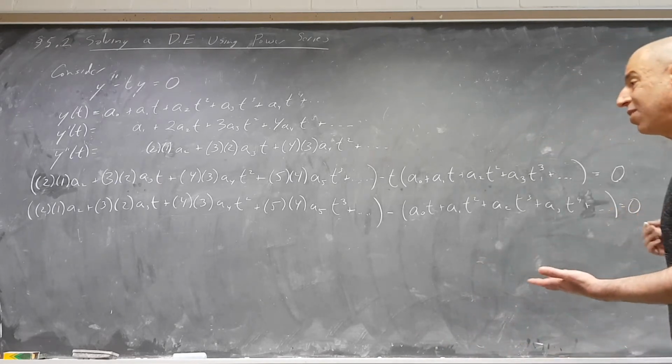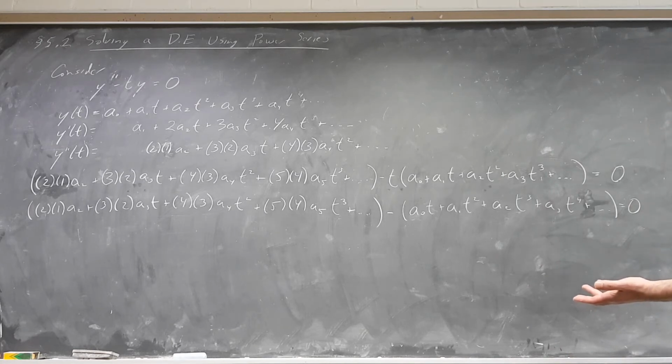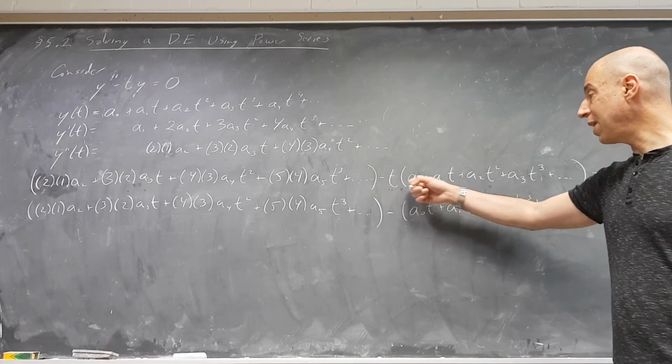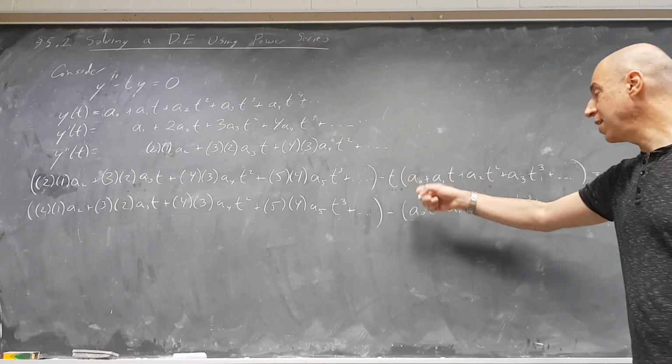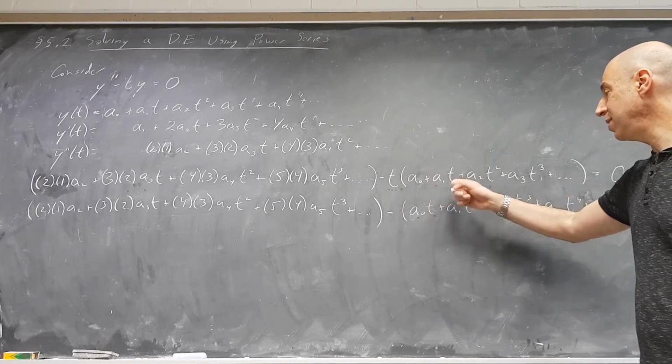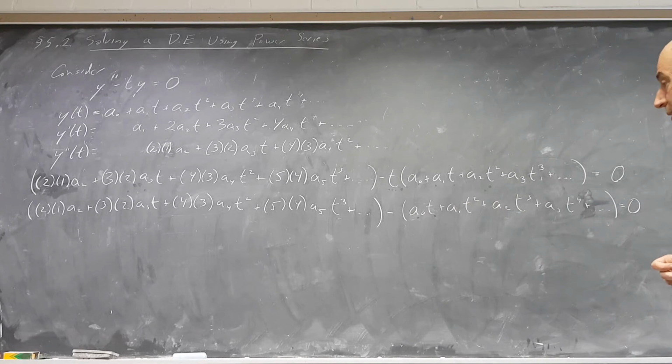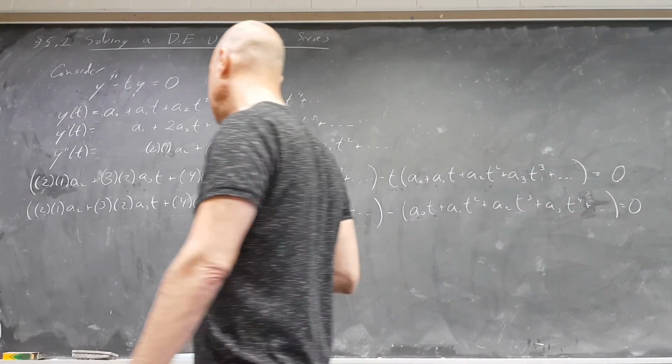Which is 0 plus 0t plus 0t squared plus 0t cubed. All we did here is multiply the t in. So t times A0 is A0t. T times A1t is A1t squared, and so on forever. Now let's collect up like terms.